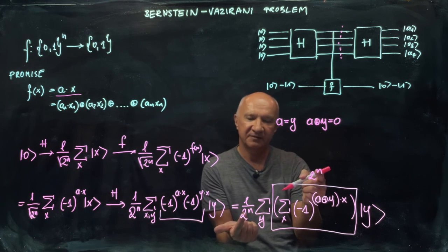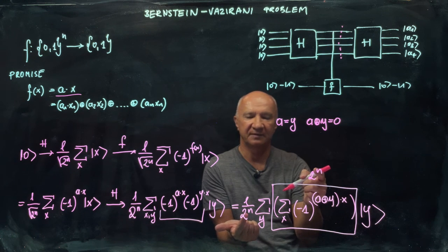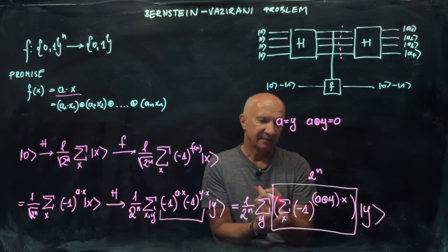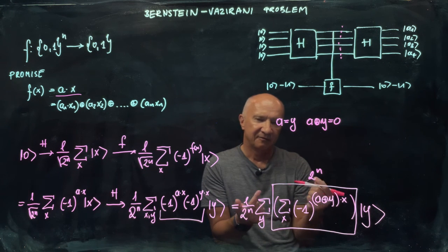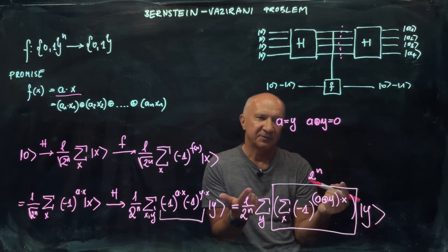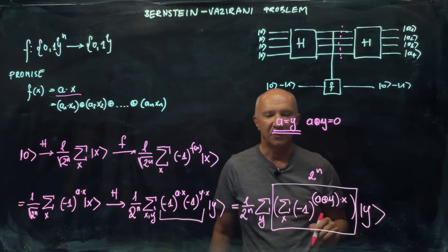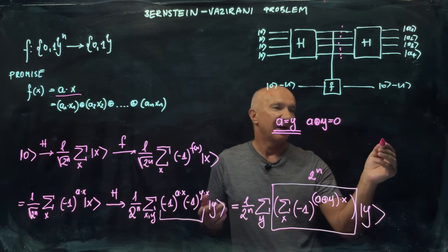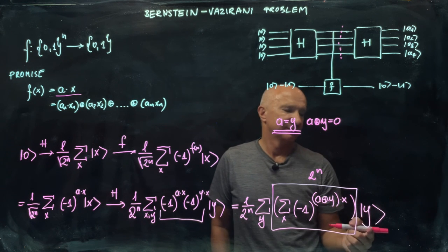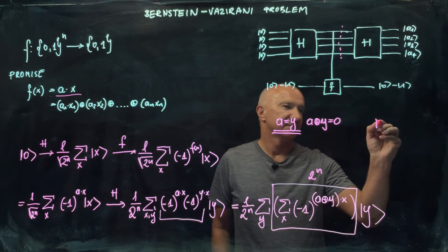So that cancels with 1 over 2 to the n here, and as you can see, for this particular case where a is equal to y, the output is simply a.